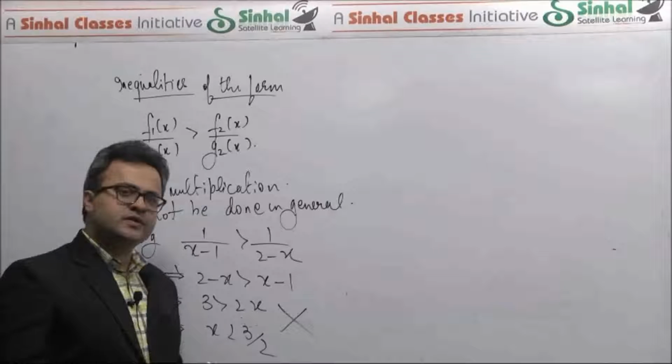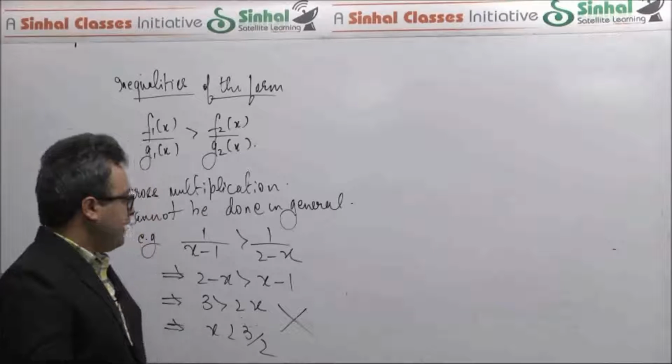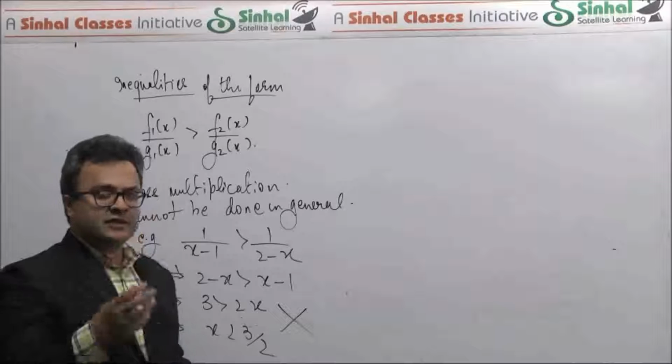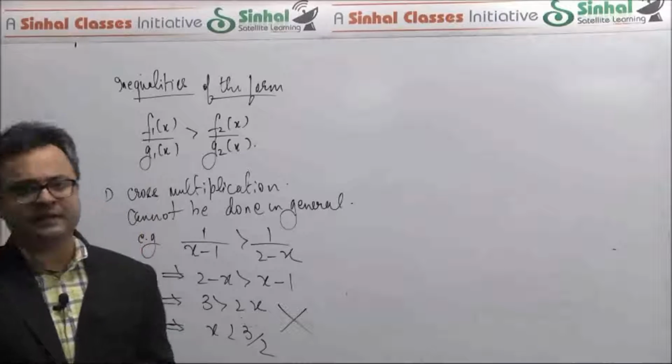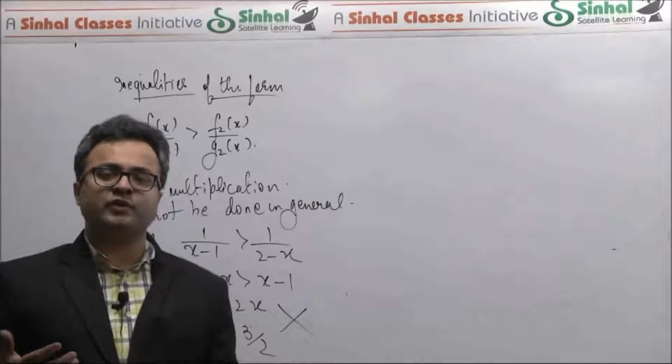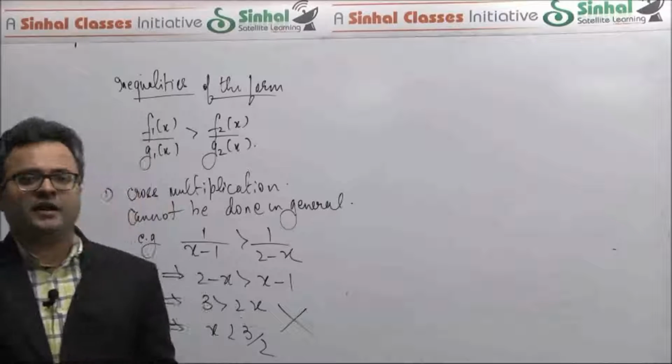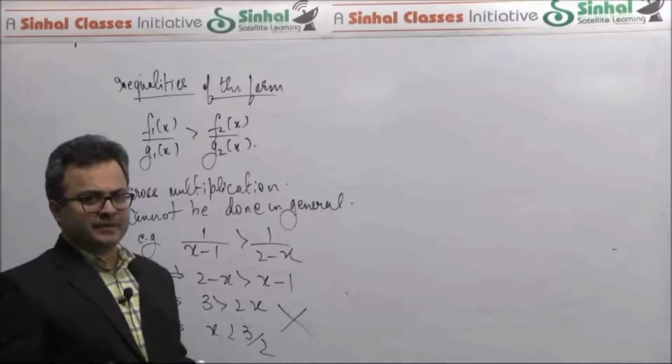Same argument goes for 2 minus x, right? So of course there can be a situation in which you know that an expression is always positive, or you know that it is always negative. Under such circumstances, you can obviously multiply by such an expression.